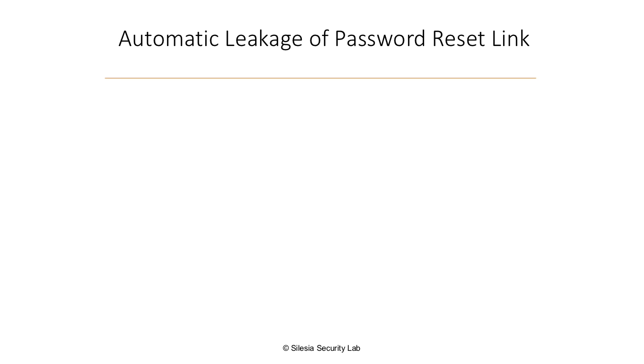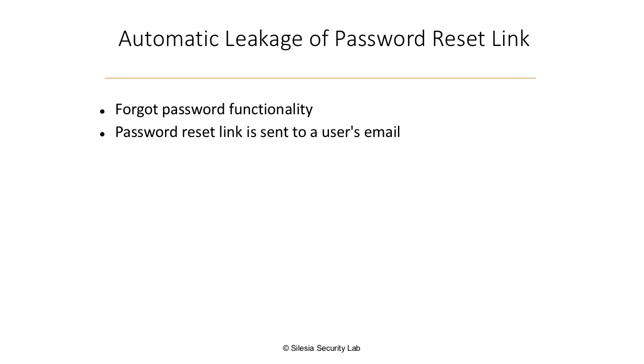Okay, welcome back. Let me discuss the first bug from a list. Automatic leakage of password reset link. So I'm going to focus on forgot password functionality, and what is related to forgot password functionality is actually password reset links, right? When you have forgotten your password, then you can just use forgot password functionality, and then the so-called password reset link is sent to your email. So this is how it works.